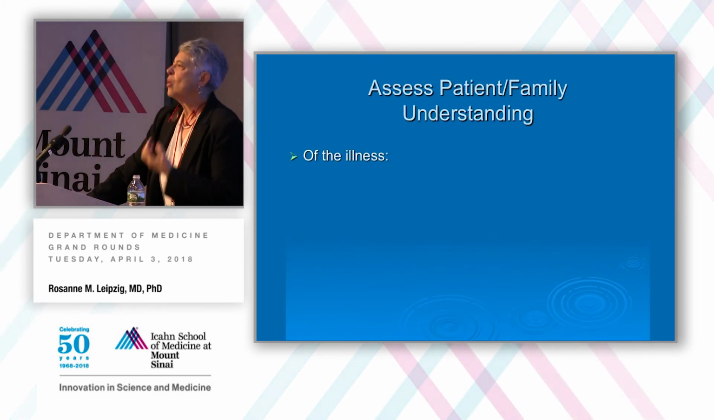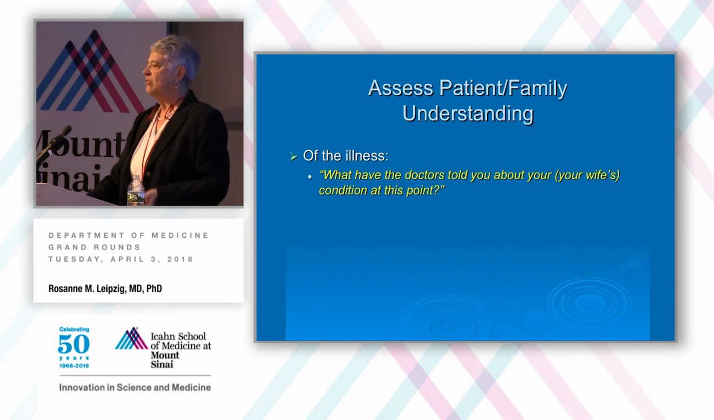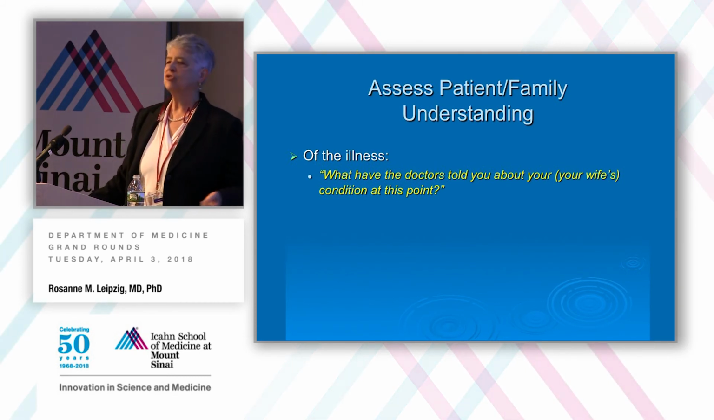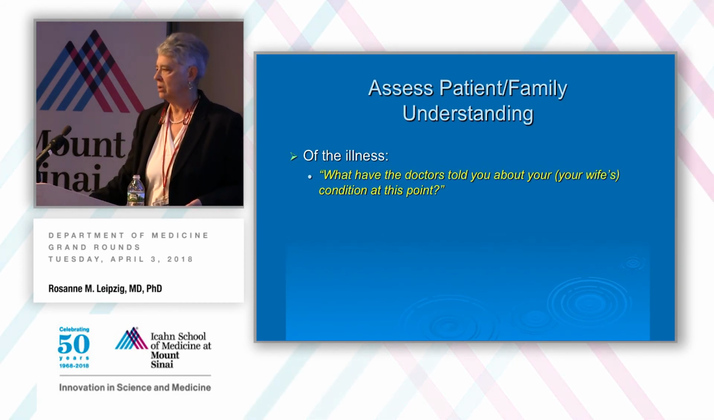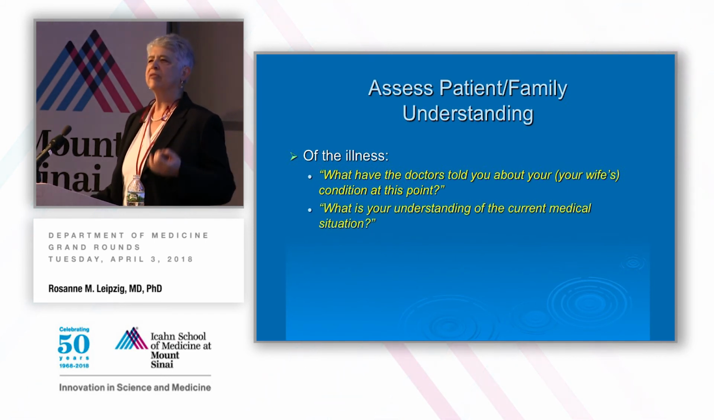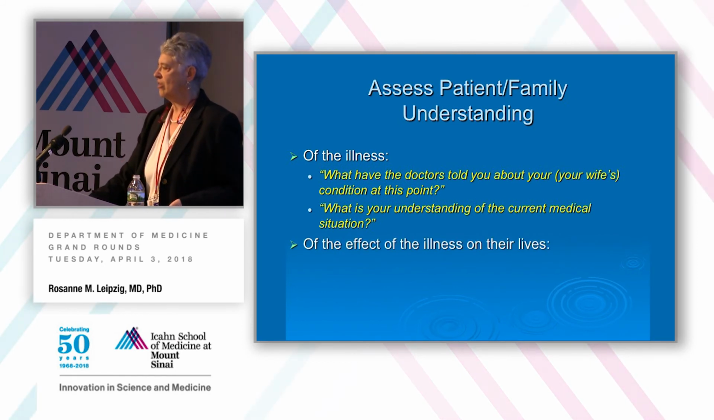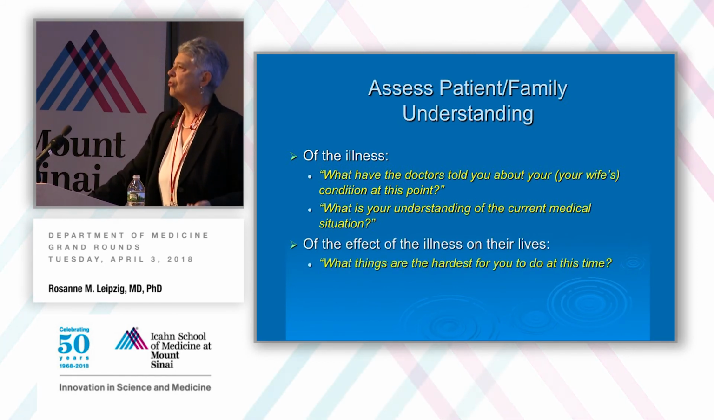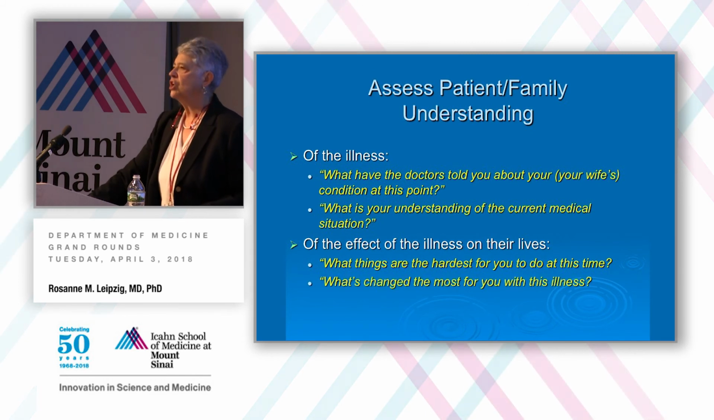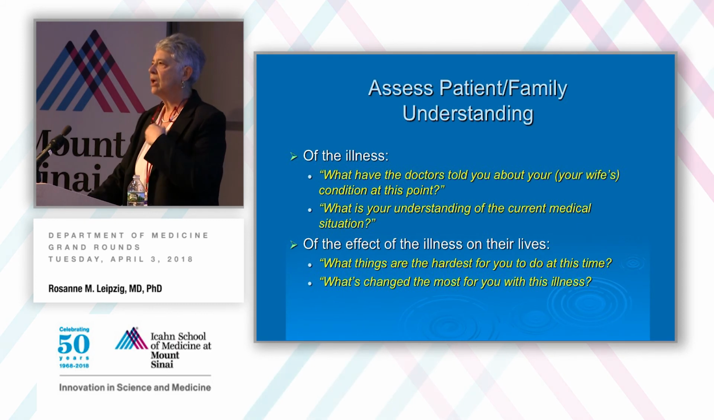Assess where they are. What do they understand? What's their conceptualization of what's been happening here? What have the doctors told you about your or your wife's condition at this point? What's your understanding of the current medical situation? Make sure you're all on the same page before you get going. What's the effect of the illness on their lives? What things are the hardest for you to do at this time? What's changed the most for you with this illness? Understand what's getting to them.